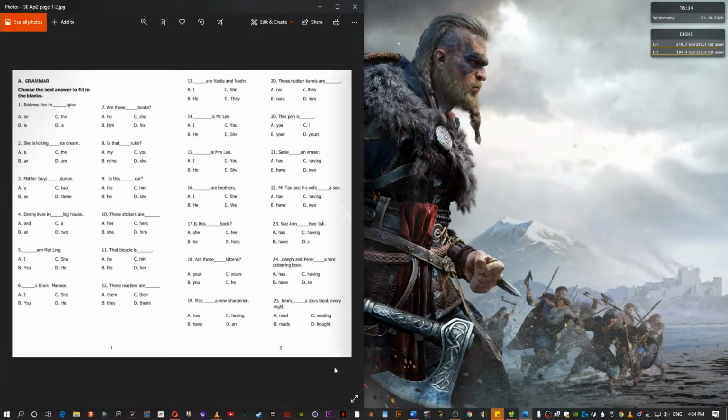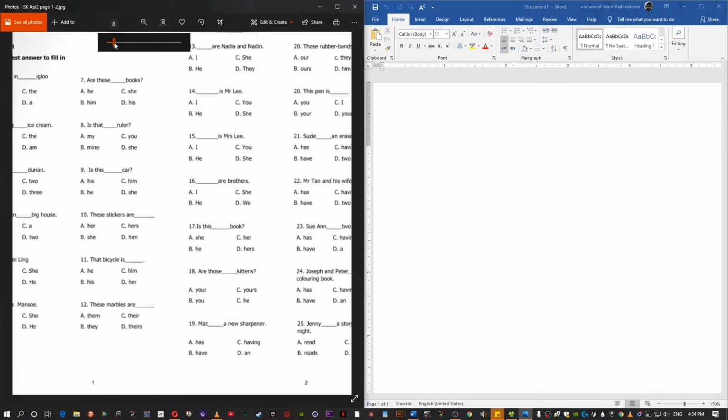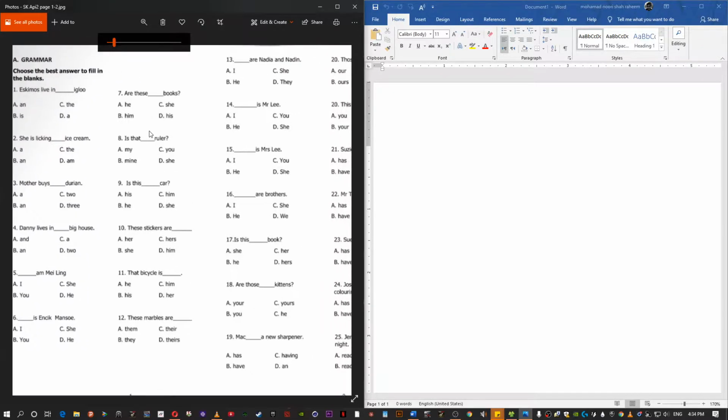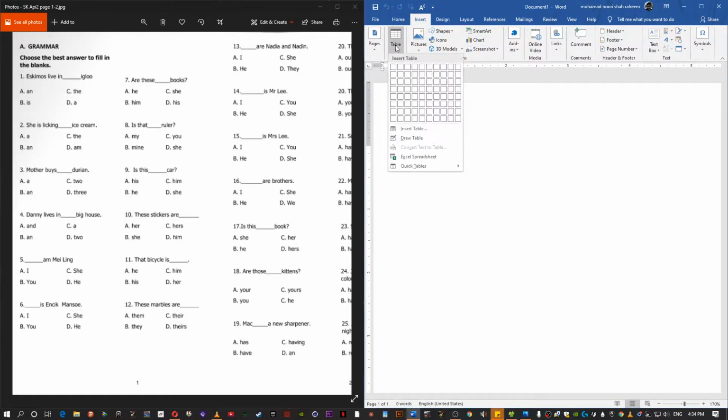Alright, so without further ado, let's go straight into it. Okay, kita akan buat perbincangan. I hope you can see. I'm going to zoom in a bit. This will be easier for you. Okay, there we go. Alright, let's look at question number 1. I'm just going to insert tables here. There we go.